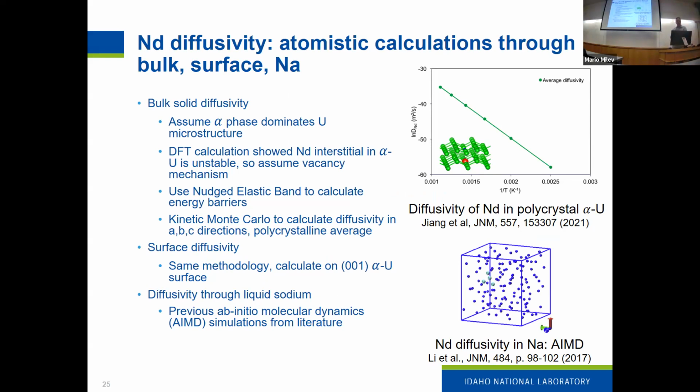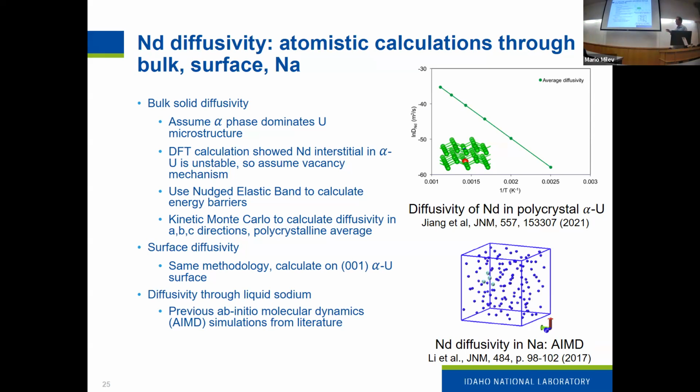So he's basically assuming that the alpha phase is where the temperature is lowest, so that's actually going to control the kinetics of diffusivity. So he used a nudged elastic band method to calculate the energy barriers for the various diffusion pathways of neodymium through the solid uranium fuel.